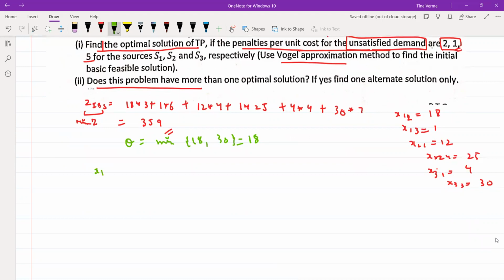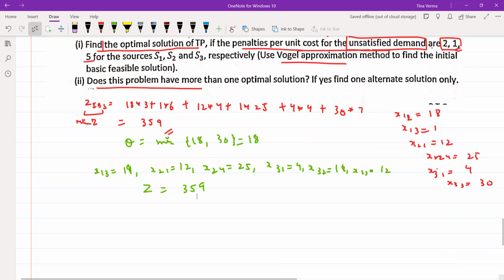That means now you have assignment x13 is 19, x21 is your 12, x24 is your 25, x31 is your 4, x32 is your 18, and x33 is your 12, and you have got the same answer, that is your 359. So this was your second question, and next, the third question was given to you.